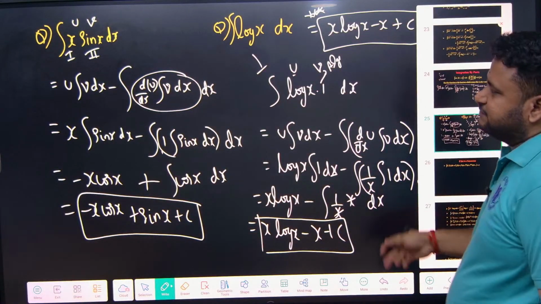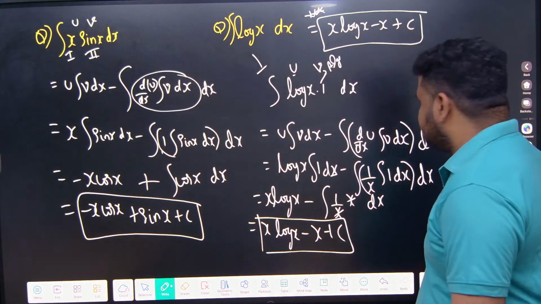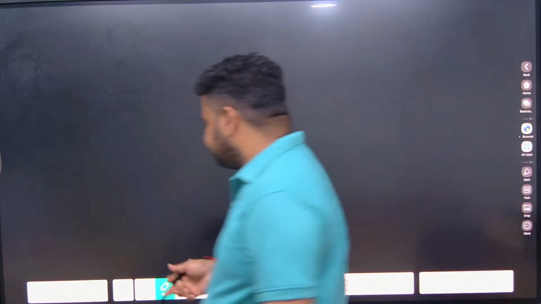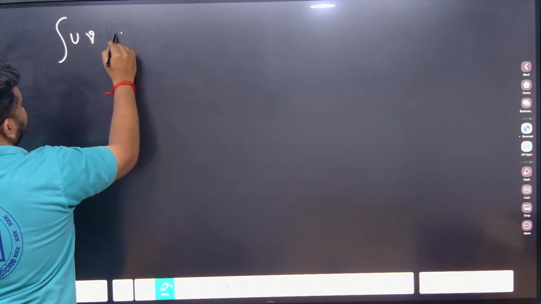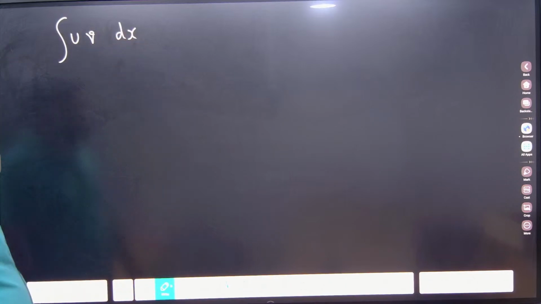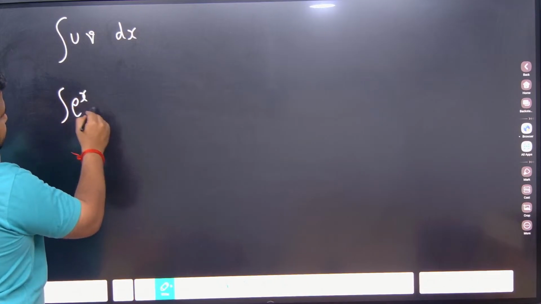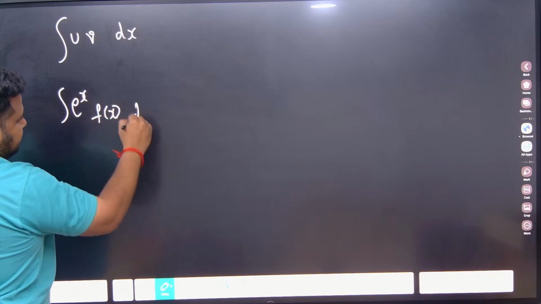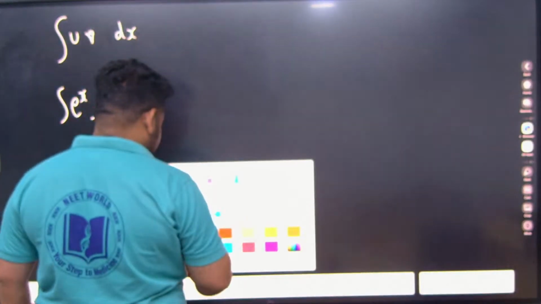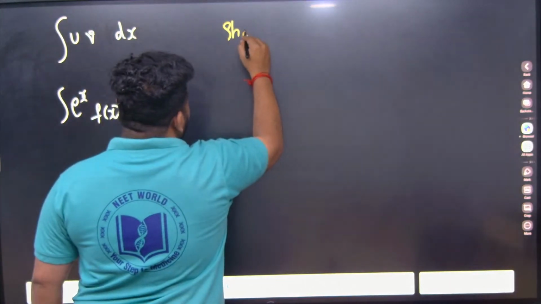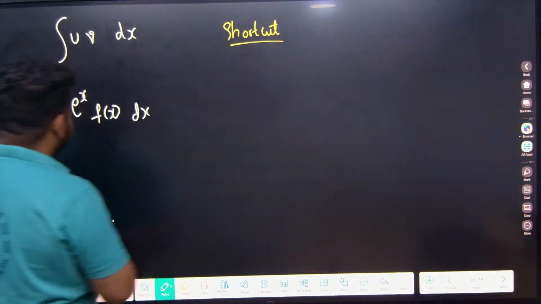Now, if f of x, the given function, is a polynomial, suppose we have, I am talking about the shortcut now, the integral of uv dx, where one of the functions is e power x. Suppose we have the integral of e power x into f of x dx. Just observe this shortcut I am talking about.